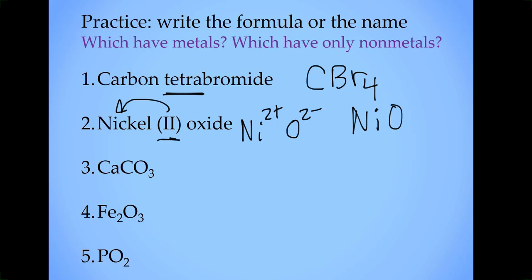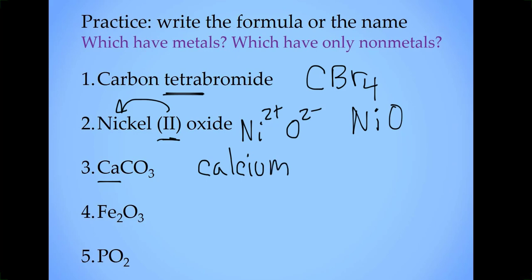Now we're naming. So my first one is calcium. Is it a metal? Yes, it is. So do I need to use oxidation numbers? And the answer is no, because it's an alkaline earth metal. And alkaline earth metals are always a +2. So I do not have to tell people that it is a +2 because it's always a +2.